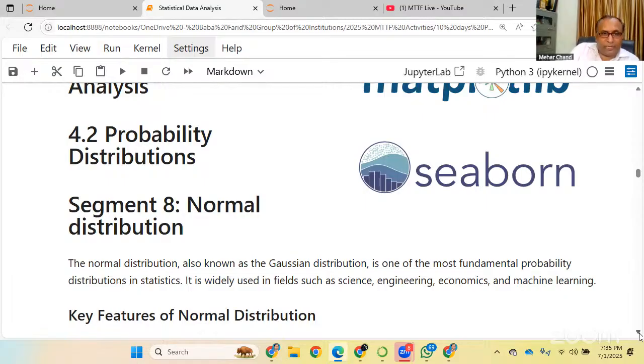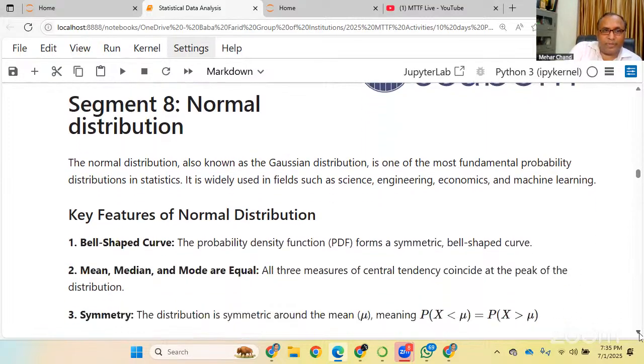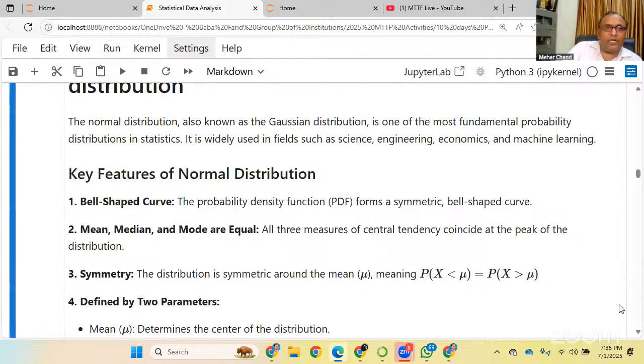The normal distribution, also known as the Gaussian distribution, is one of the most fundamental probability distributions in statistics, and it is widely used in fields such as science, engineering, economics, and machine learning. Highly useful. What are its key features? Here you can see, when we have any data set and plot the graph of the normal distribution.